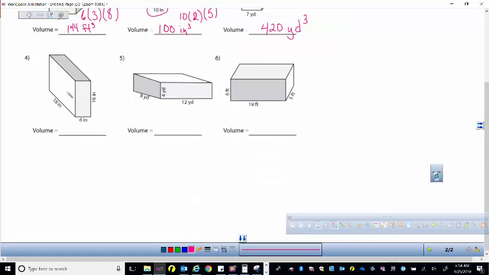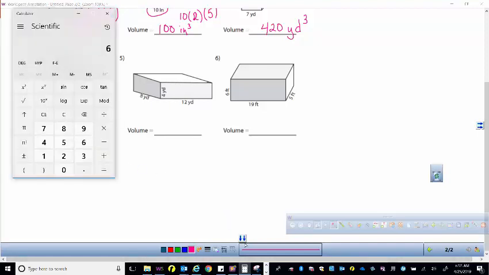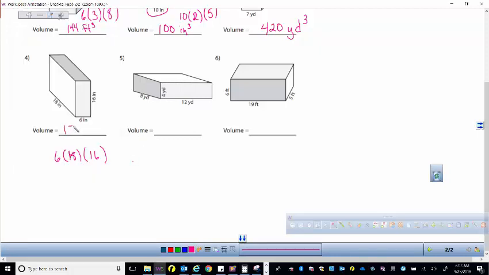All right, let's try this one. It's kind of a tall, skinny one here. So my length is 6. This time my width is 18. And my height is 16. So I'm going to multiply all of those. 6 times 18 times 16. Those are my 3 dimensions. 1,728 inches cubed.